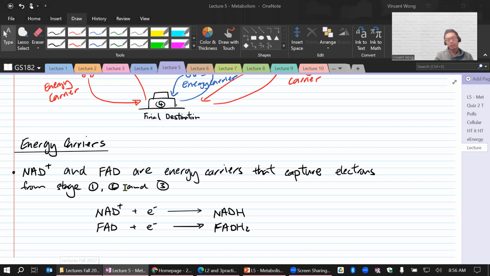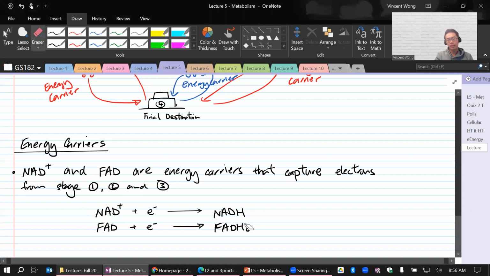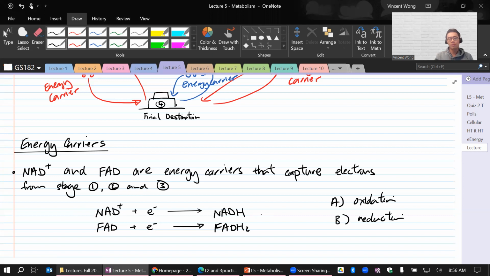This reaction here, either the first one or the second one, is this A, an oxidation reaction, or B, a reduction reaction? What is it? Choose A if you think it's oxidation, choose B if you think it's reduction. You can always choose C if you're not sure.